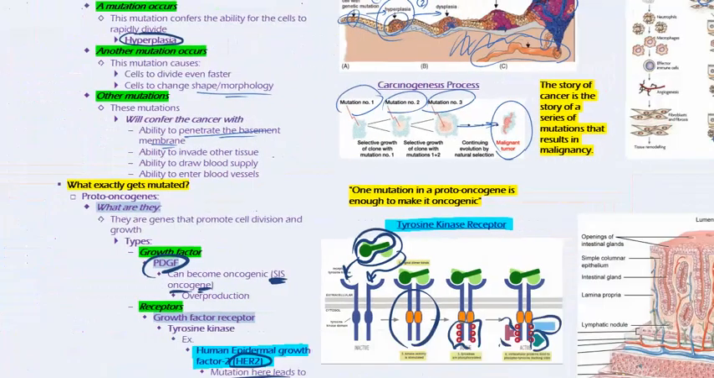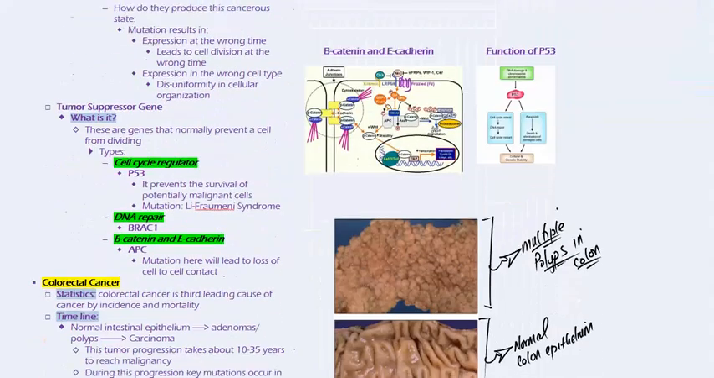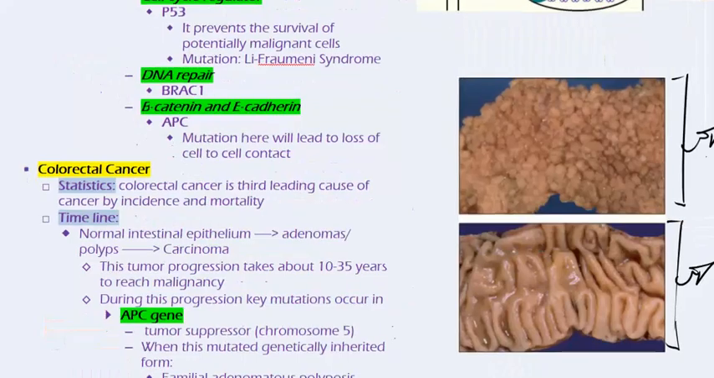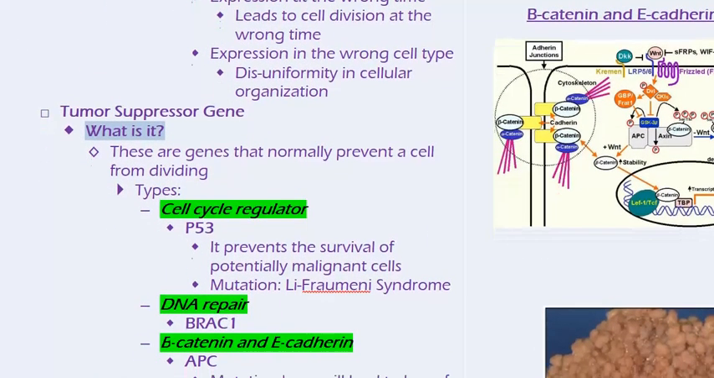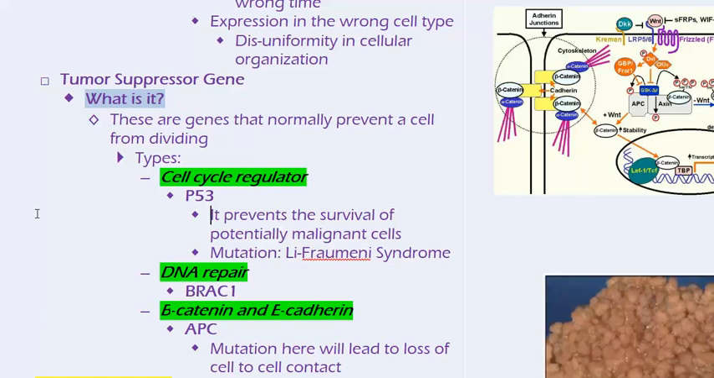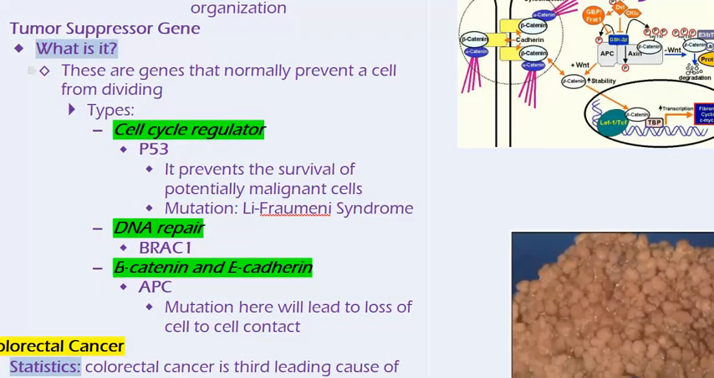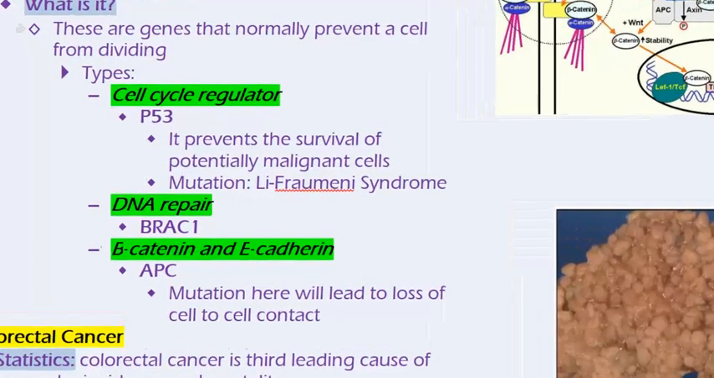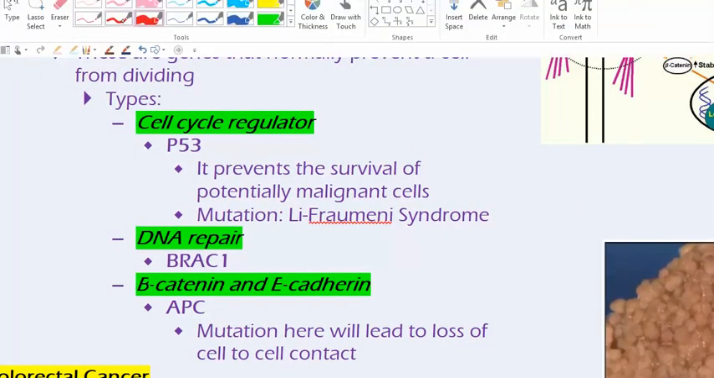All right, so we talked about the proto-oncogenes. So really fast, just going with the tumor suppressor genes. Tumor suppressor genes are going to prevent the cell from dividing, and are also going to lead to apoptosis and stuff like that. But these ones were the ones that were specifically mentioned in class, so I'll just point these ones out.